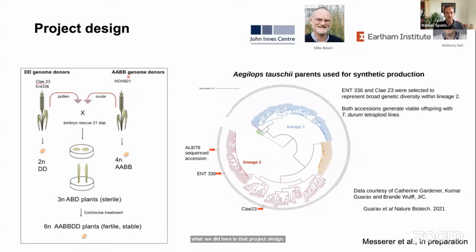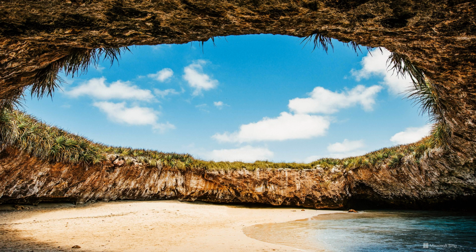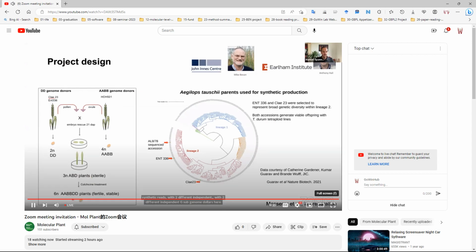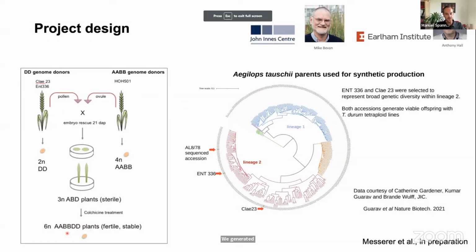So that's the tetraploid genome donors. And we generated synthetic wheats with two different independent D subgenome donors here. We generated triploid plants, A, B, and D, and then consequently, we generated fully functional A, B, D hexaploid wheat plants here.